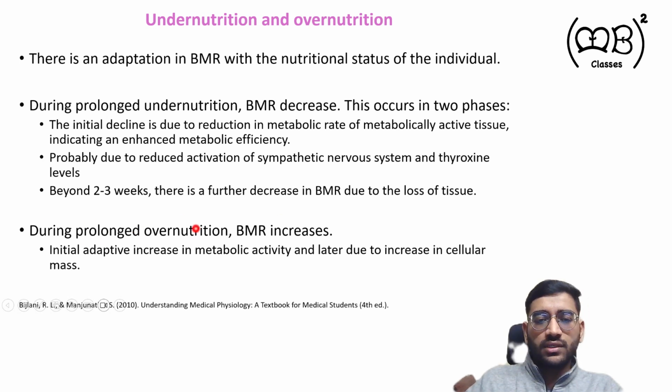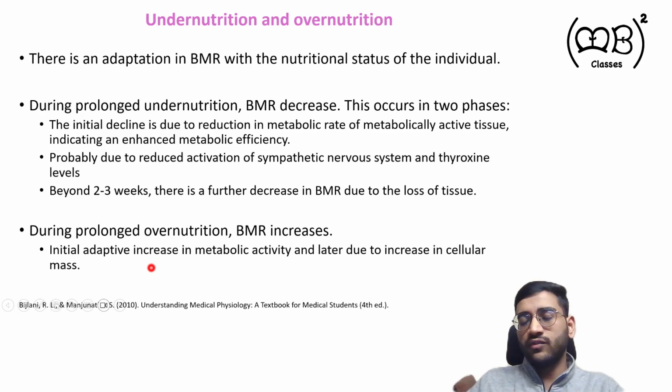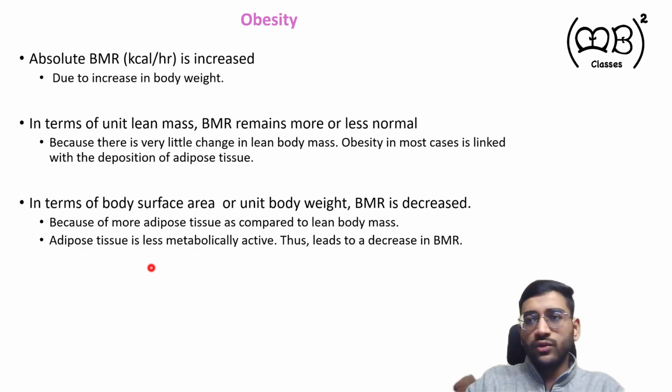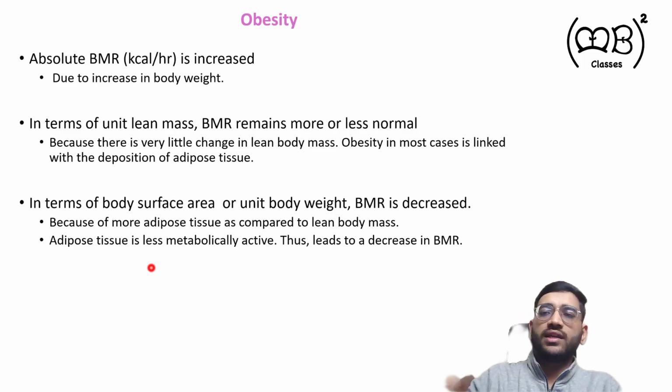The inverse happens in prolonged overnutrition: BMR increases, which is initially an adaptive increase in metabolic activity and later due to an increase in cellular mass. Similar. Overnutrition can cause obesity, or decreased physical activity can cause obesity, like in a positive energy balance.